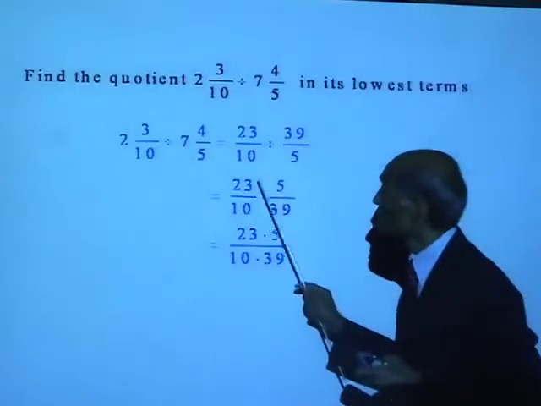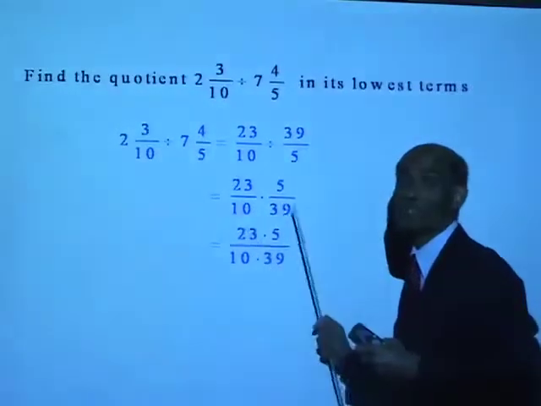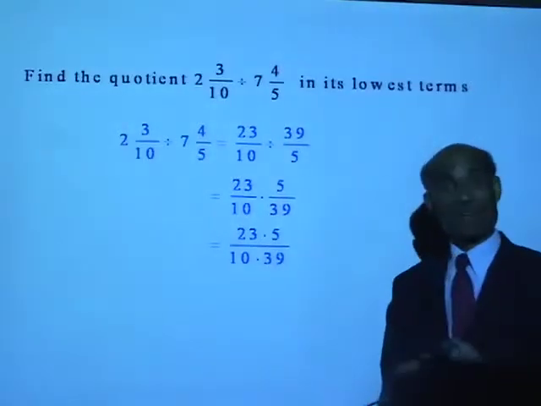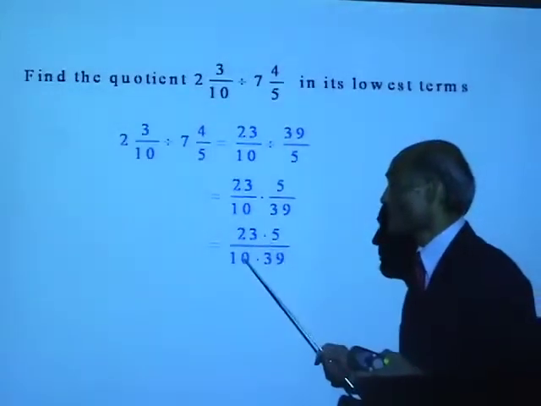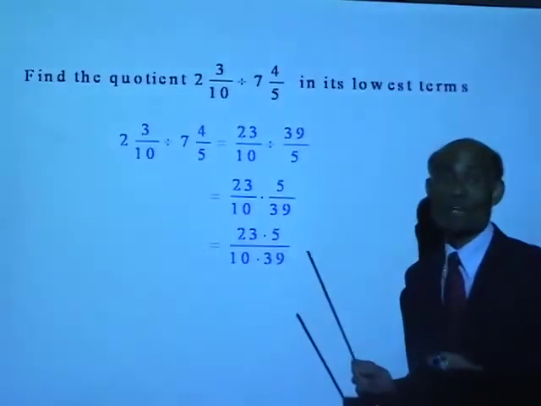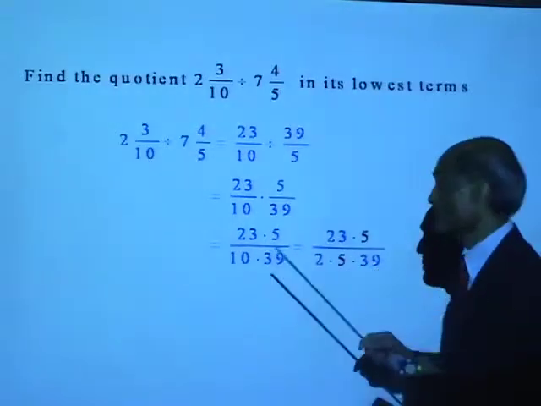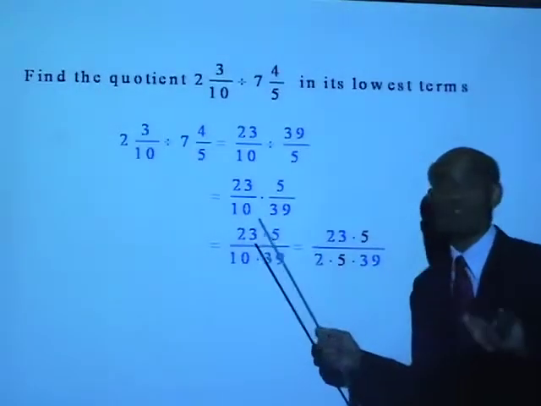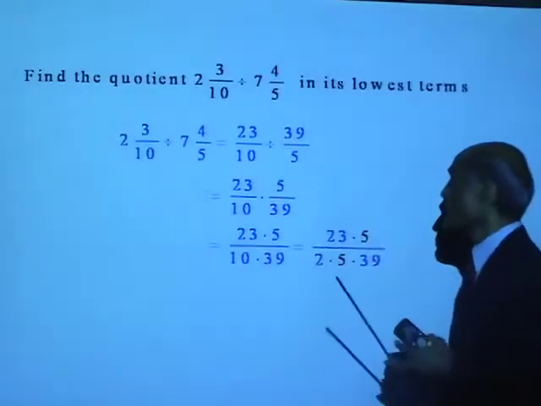Okay, now this is the same as 23 multiplied by 5 on the numerator and 10 multiplied by 39 on the denominator. Okay, what's the next one? Factor numerator and denominator and cancel common factors. Well, on the numerator, 23 cannot be factored, it's a prime number. 5 cannot be factored, so we leave it like that.